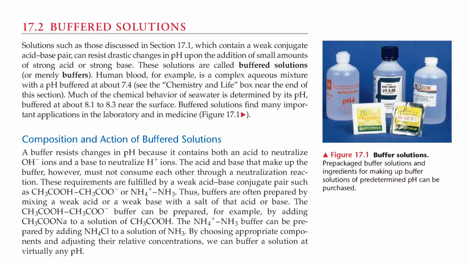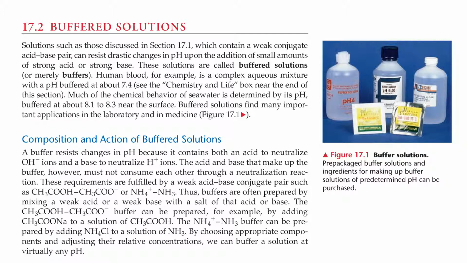Composition and action of buffered solutions. A buffer resists changes in pH because it contains both an acidic species to neutralize hydroxide ions and a basic species to neutralize protons, hydrogen ions. The acidic and basic species that make up the buffer, however, must not consume each other through a neutralization reaction. These requirements are fulfilled by a weak acid-base conjugate pair, such as acetic acid and acetate, or ammonium and ammonia.